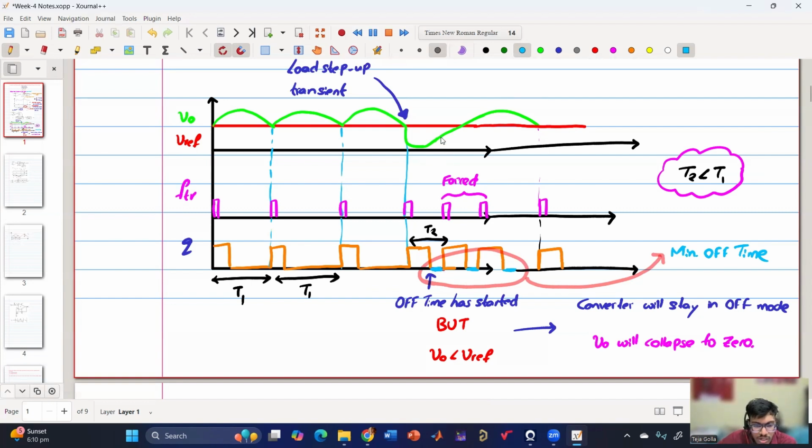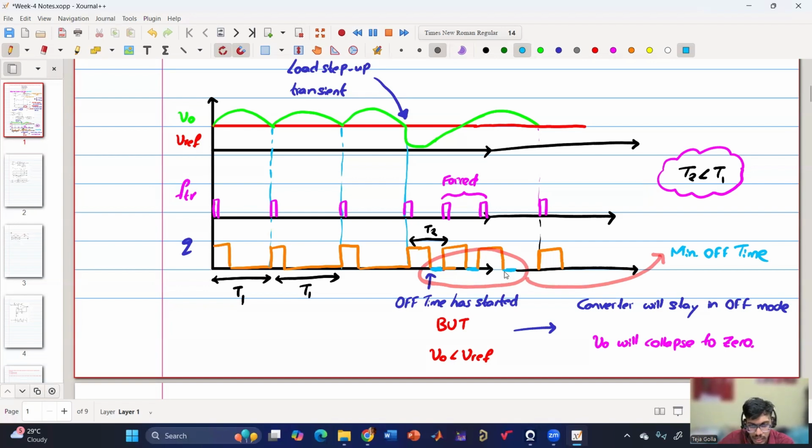I have checked that V naught is still less than V reference. Then what I have done, I have forcefully turned it on. So FTR trigger is not coming from my comparator. Instead, I am forcefully triggering it so that my on pulse will be generated. So now the on pulse is generated, and again after this on pulse, I have given minimum off time, and again I have checked whether my V naught is less than V reference or not, and it is less than V reference. So I have to again generate the forceful on pulse.